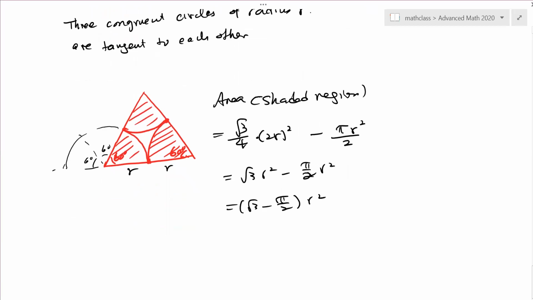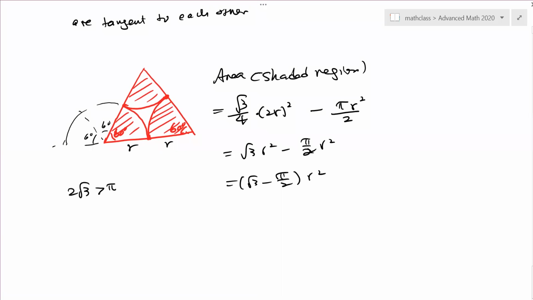And the square root of 3 is larger than pi over 2. Remember we already said that 2 square root of 3 is larger than pi, right? So this is an interesting difference. So this is going to be half of 2 square root of 3 minus pi, times r squared. That gives the area. Maybe this is a little bit difficult.